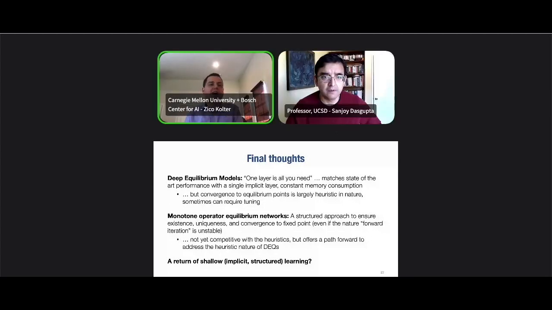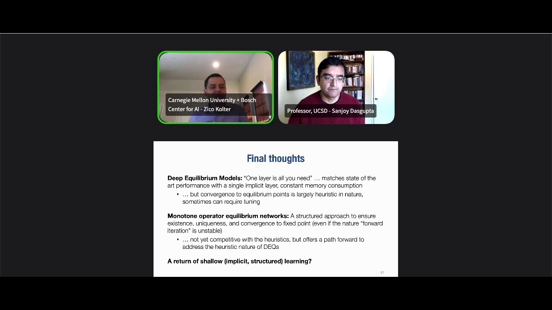But I think they offer this path forward to address the heuristic nature of DEQs, and some combination of these two things, I think, is very feasible. We can get to a point where we have very clearly defined networks that are guaranteed to have a fixed point, which we can converge to, and which match the performance of our more heuristic DEQ models.